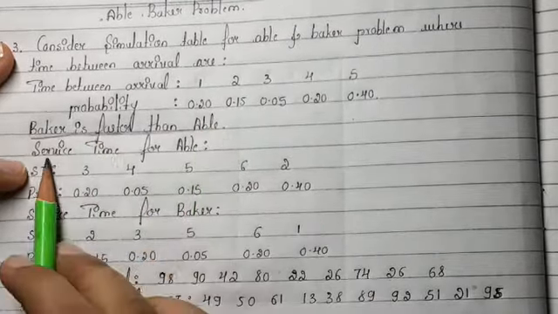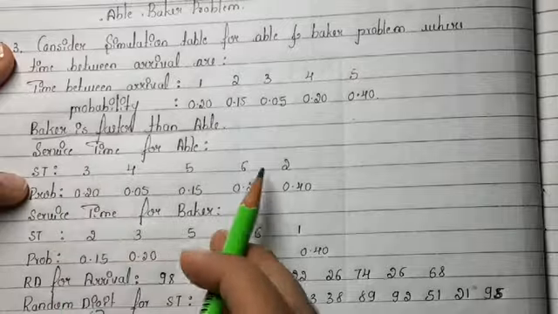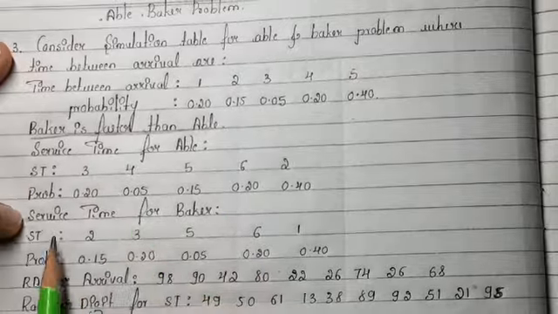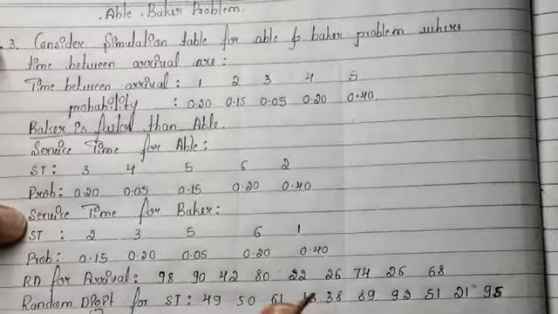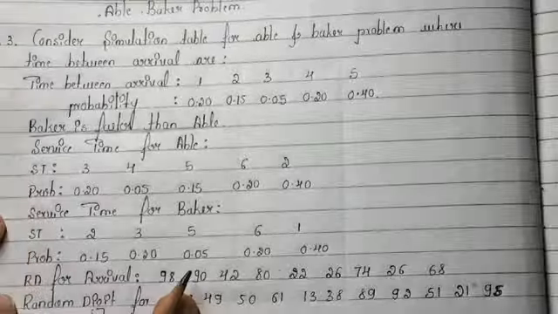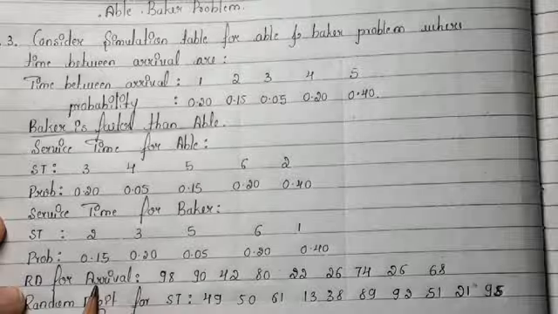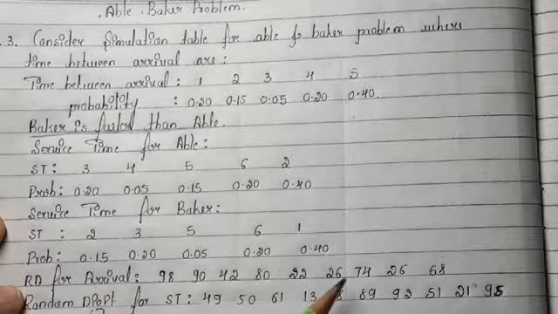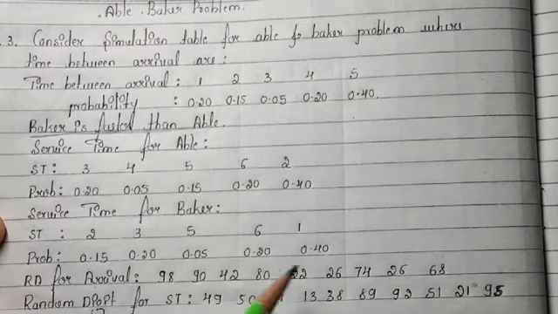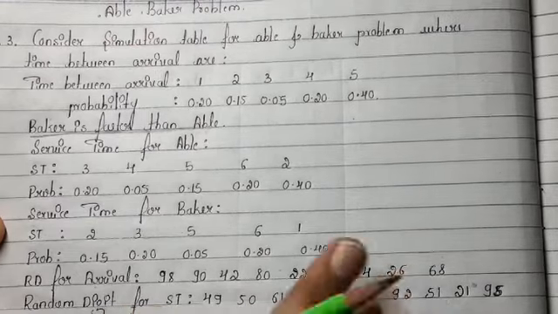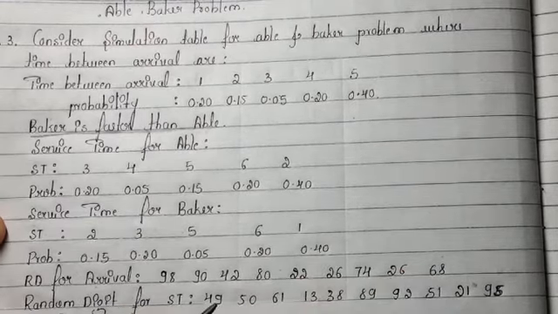Now the service time for Abel is given here with the probability, and the service time for Baker is given here with the probability. The random digit assignments for arrivals are given here, and the random digits for service time are given here. Just count the number of random digits for arrival and service time.